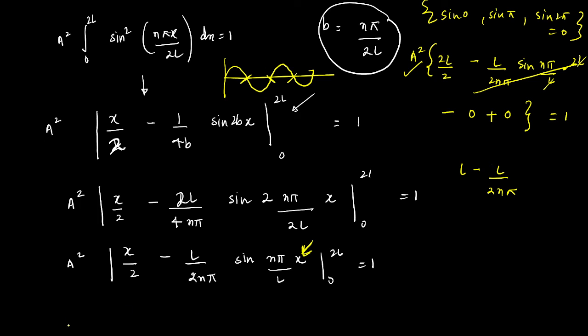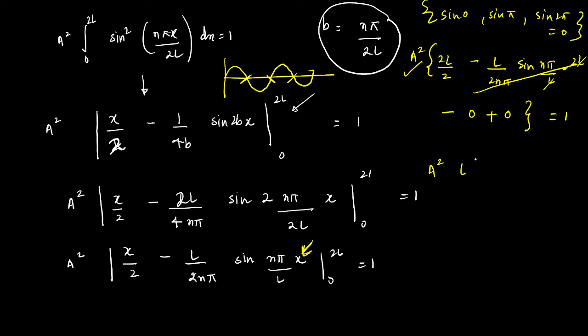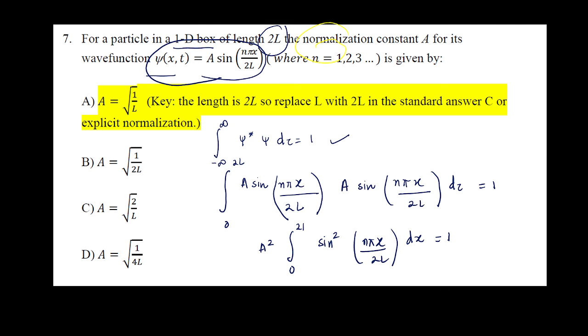So finally, what else do we have now? We are left with only L, right? So A squared times L equals 1. So A squared is 1 by L, and A would be the square root of 1 by L. That's how we can solve it. So the normalization constant, which should be attached with the function so that we get a normalized wave function, is equal to the square root of 1 by L.